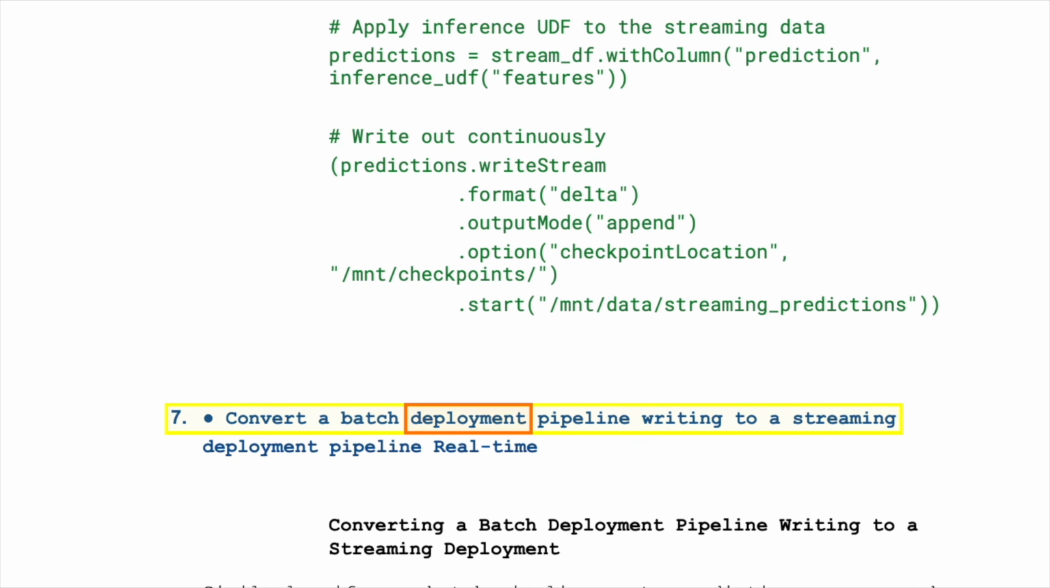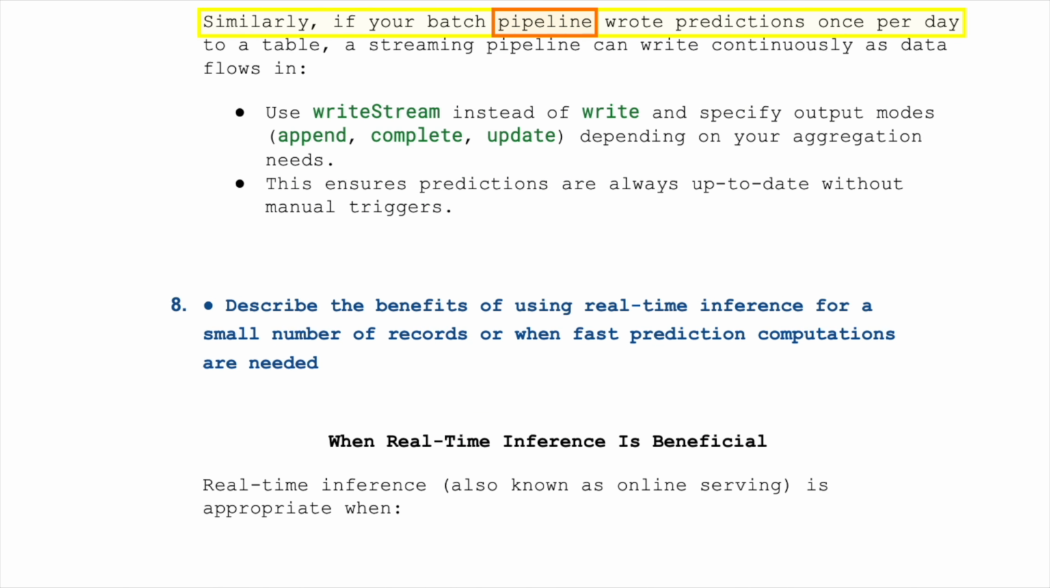Convert a batch deployment pipeline writing to a streaming deployment pipeline. Real-time converting a batch deployment pipeline writing to a streaming deployment. Similarly, if your batch pipeline wrote predictions once per day to a table, a streaming pipeline can write continuously as data flows in. Use writeStream instead of write and specify output modes append, complete, or update, depending on your aggregation needs. This ensures predictions are always up to date without manual triggers.